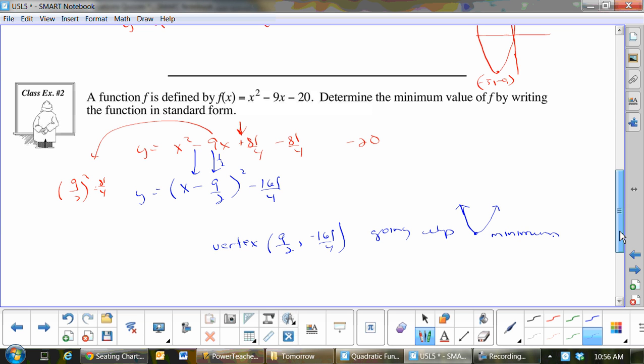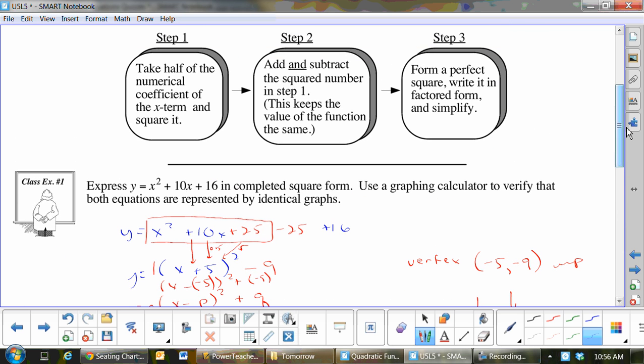Okay, so let's look at the steps above. It says step 1. I'm right here. Take half the numerical coefficient of the x term and square it. Add and subtract the squared number in step 1. This keeps the value the same. And then form a perfect square from the one you made, and then write it in factored form.